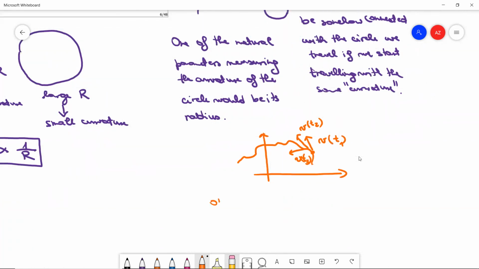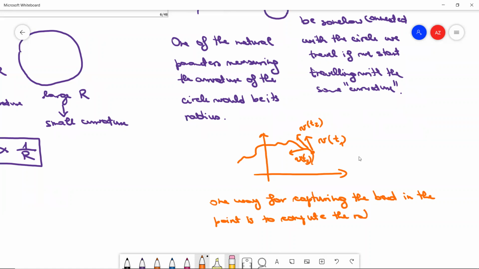So one way of measuring the bend is to somehow capture these changes in the velocity vectors. So one way for capturing the bend at the point is to compute the rate of change of the velocity vector. And of course, these velocity vectors must be of the same size. And we usually take them to be of unit length. So the rate of change of the velocity vector, if we travel with speed 1.